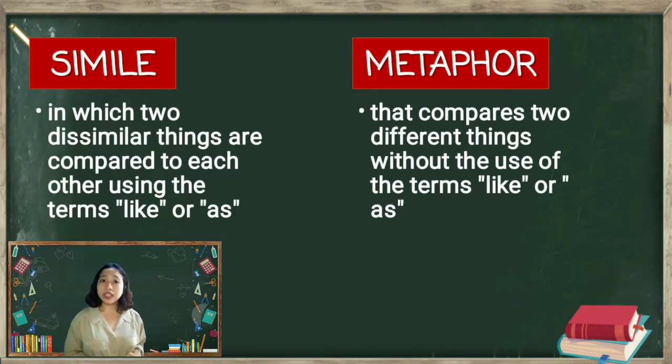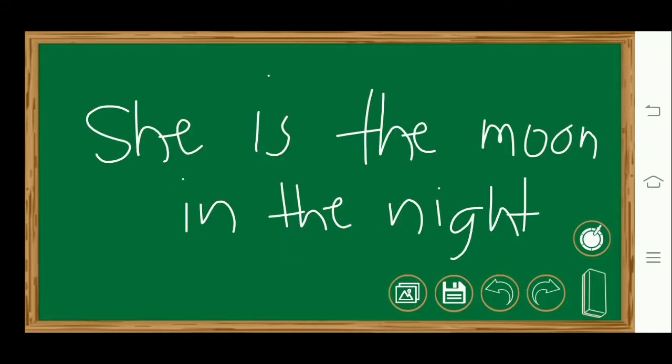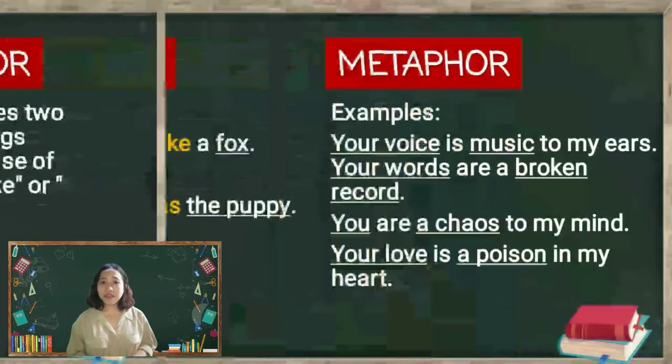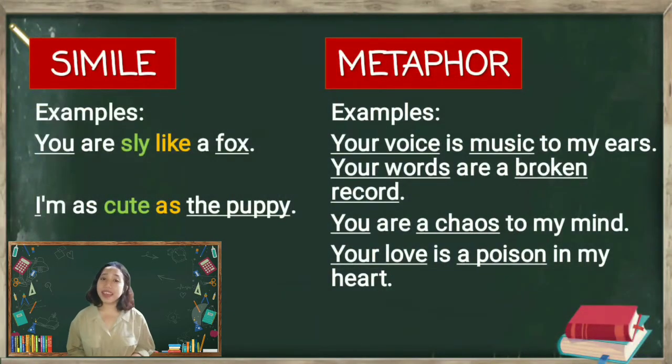Okay class, did you get it? Yes, ma'am. Okay, good. While metaphor is a figure of speech in which two different things are compared to each other without using the terms like or as. For example, she is the moon in the night. The word she is directly compared to the moon without using the terms like or as. Understood? Yes, ma'am. Now we have other examples of simile and metaphor.